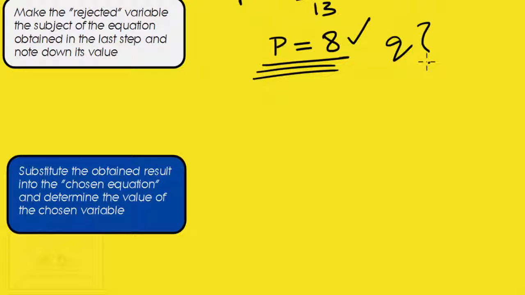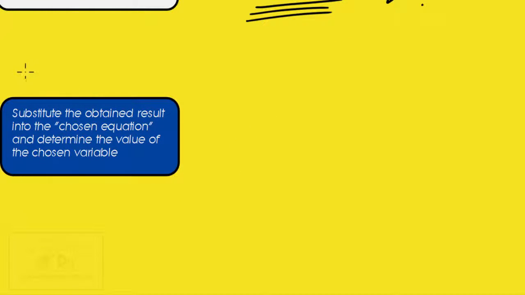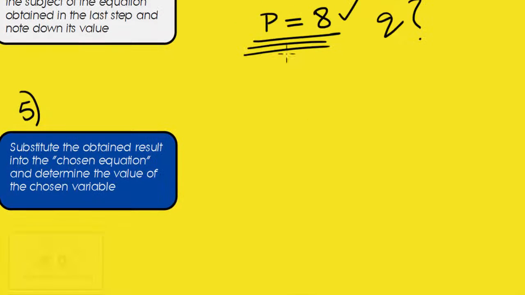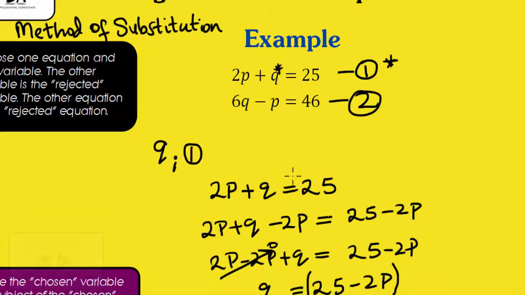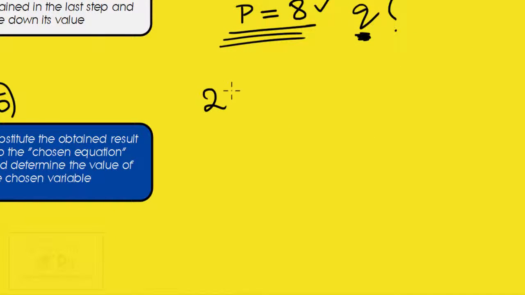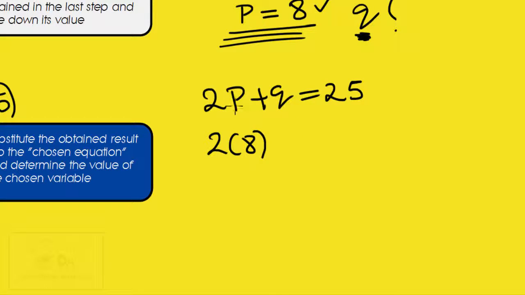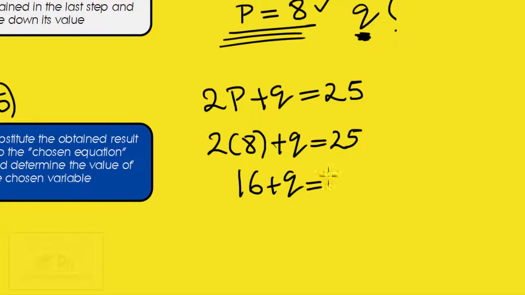We now need to know what q is. Well, to find q, we go to the last step, step 5, which says substitute the obtained result, which is p equals 8, into the chosen equation and determine the value of the chosen variable. So p equals 8 we substitute into the chosen equation, which is equation 1, which is 2p plus q equals 25. Substituting 8 into this chosen equation, we replace p with 8 basically. And we just have 2 times 8, 16, plus q equals 25.